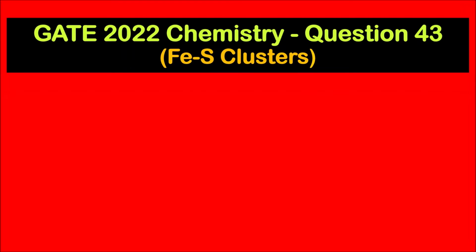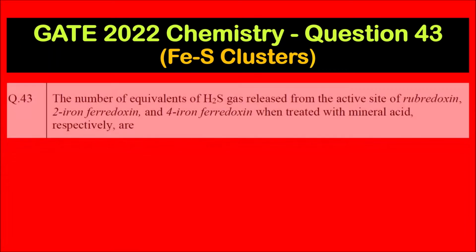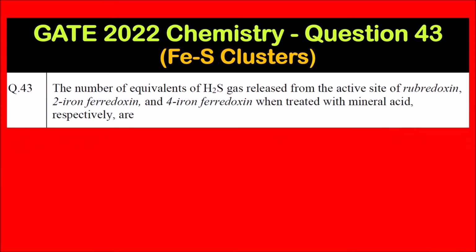So in this video we are going to solve question 43 of the GATE 2022 chemistry paper. It is based on iron-sulfur clusters, which is a topic of bioinorganic chemistry. The question is: the number of equivalents of hydrogen sulfide gas released from the active site of Rubredoxin, 2-Iron-Ferredoxin and 4-Iron-Ferredoxin when treated with mineral acid, respectively, are. Okay, so these are the structures.